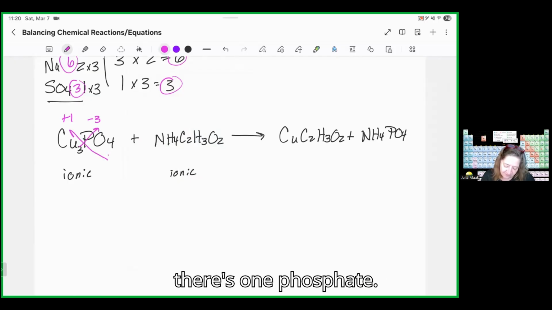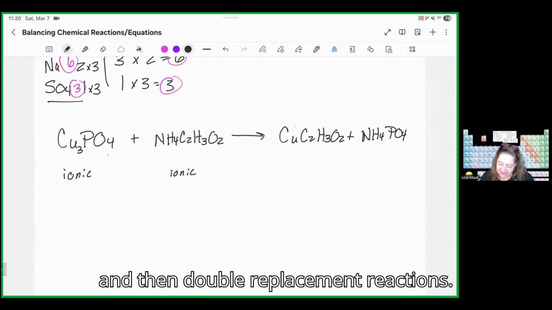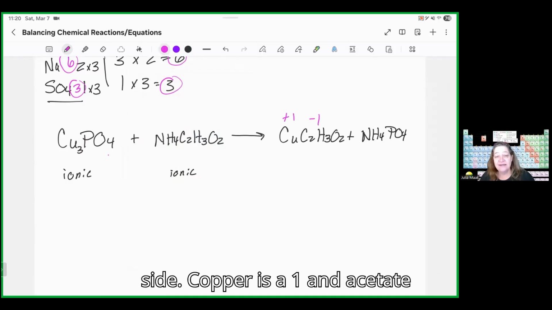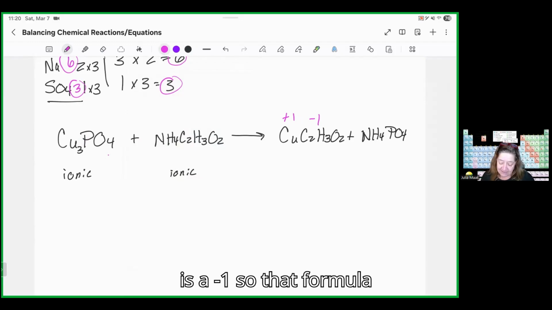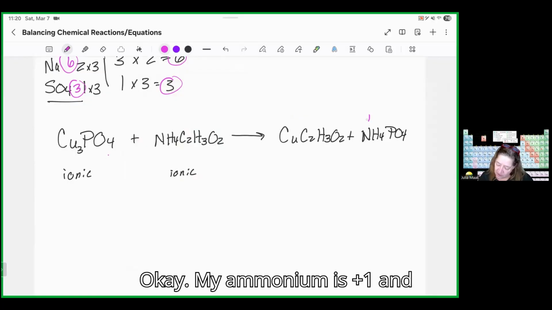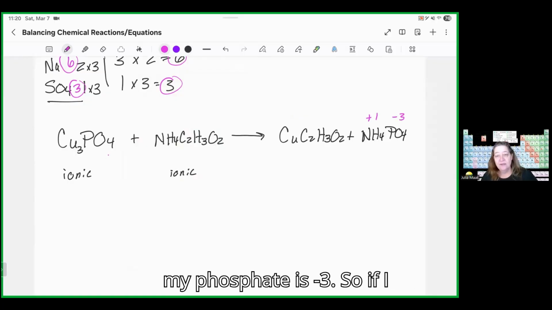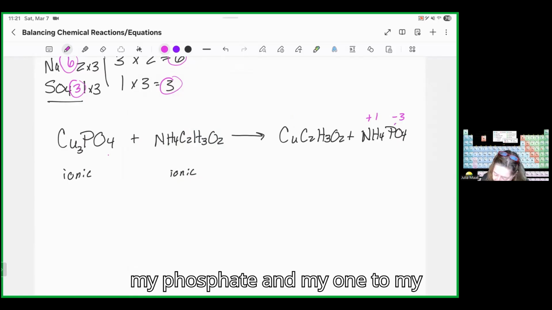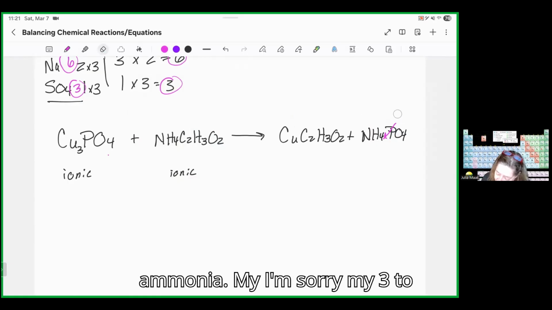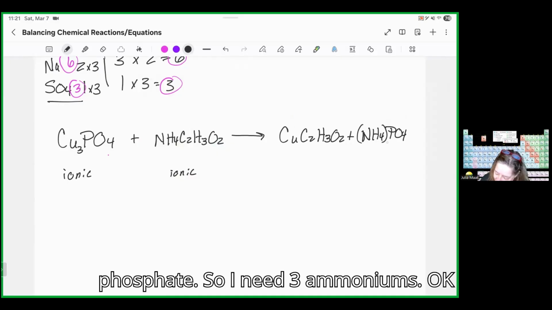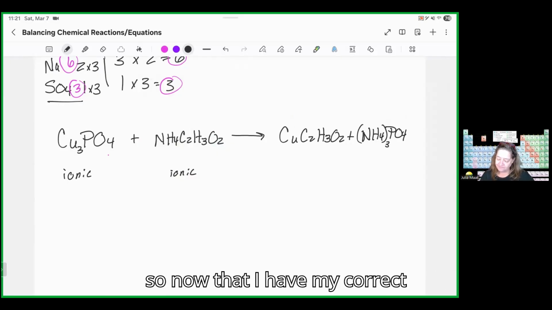There's 1 phosphate. Okay, so I have copper 1, and in double replacement reactions, it's the same on the other side. Copper is a +1, and acetate is a -1. So that formula is correct. That formula is good. Okay, my ammonium is +1, and my phosphate's -3. So if I swap those, I bring my 3 to my ammonium, and my 1 to my phosphate. So I need 3 ammoniums.